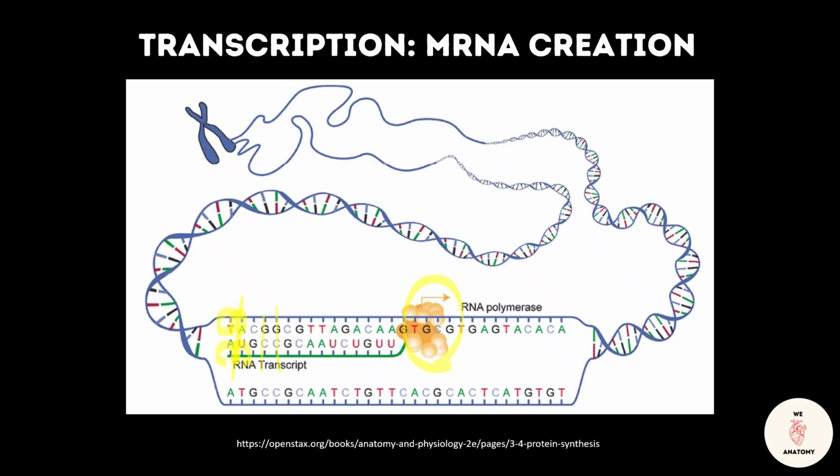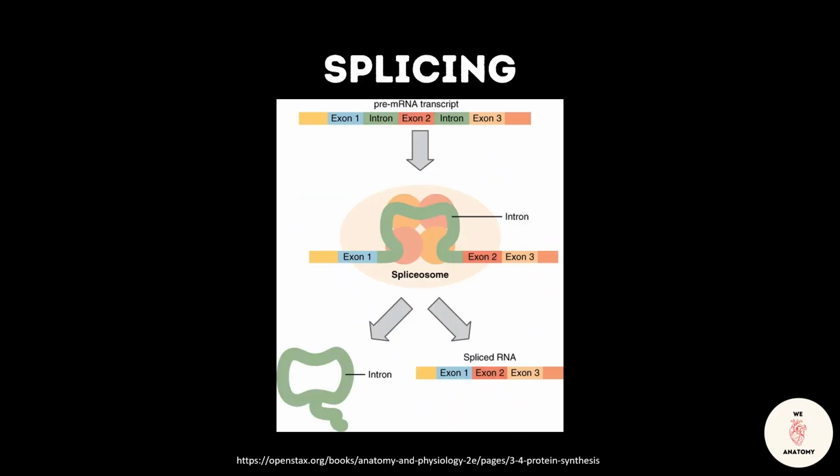This new strand is now called pre-mRNA. This is because it has long regions that do not contain codes for amino acids. These regions are called introns. Those sections need to be removed through a process called splicing before the final mRNA is ready to leave the nucleus.